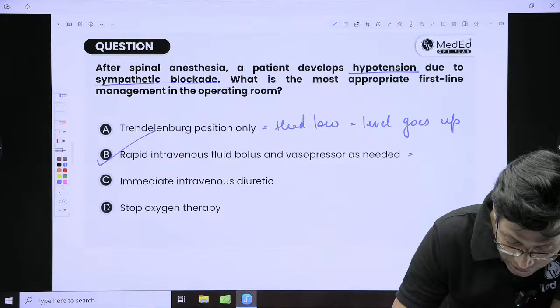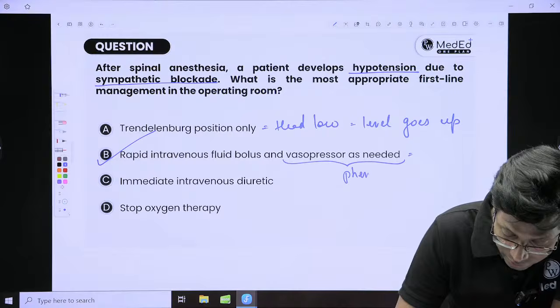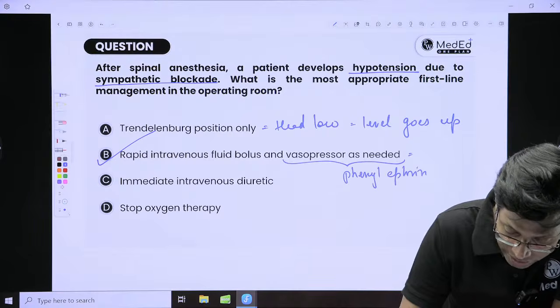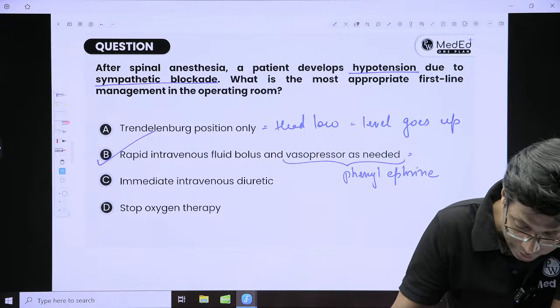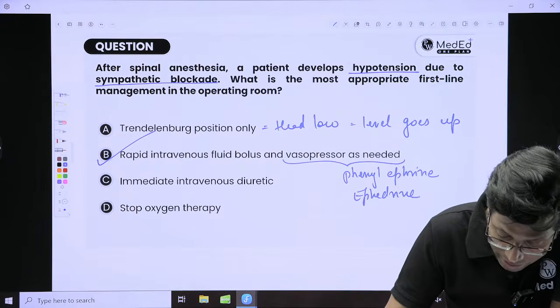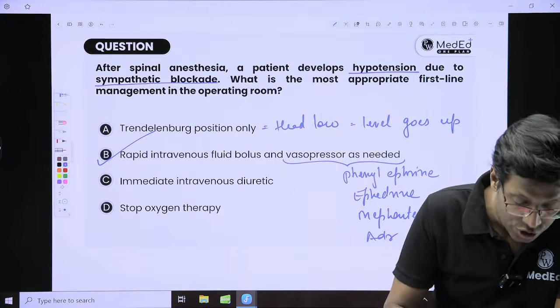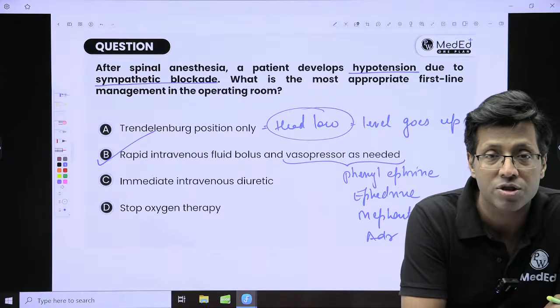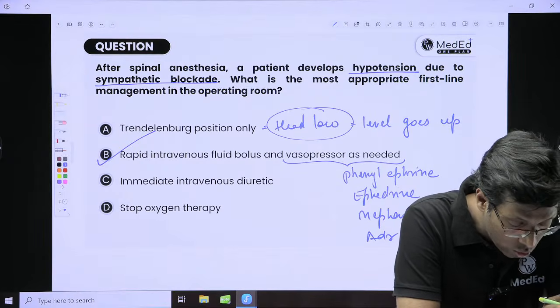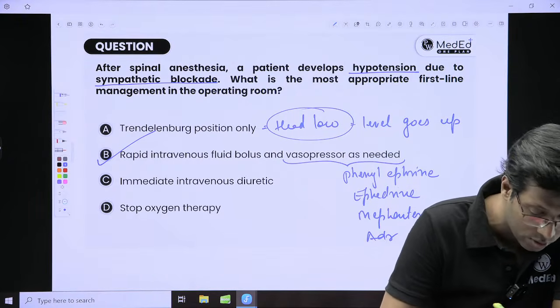The vasopressors which we can use: phenylephrine, which is the best one, ephedrine, mephentermine. Even books have mentioned adrenaline. Remember, head low has been mentioned correctly. Books have mentioned head low also. So it's not that Trendelenburg position. No, Trendelenburg is the opposite. Reverse Trendelenburg it would be. Sorry, that is the opposite.